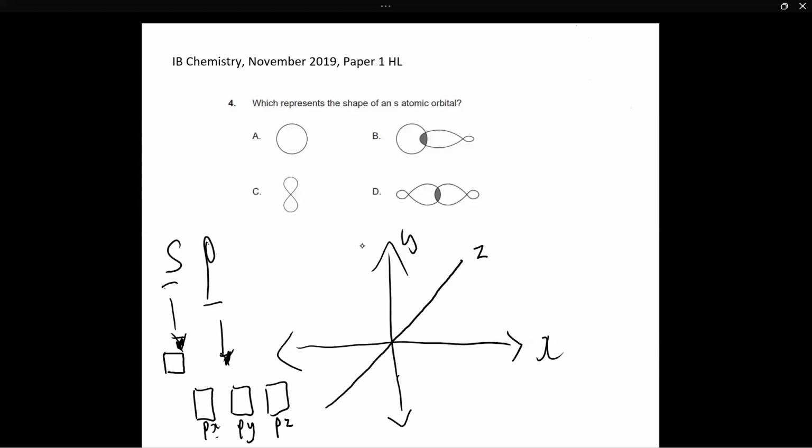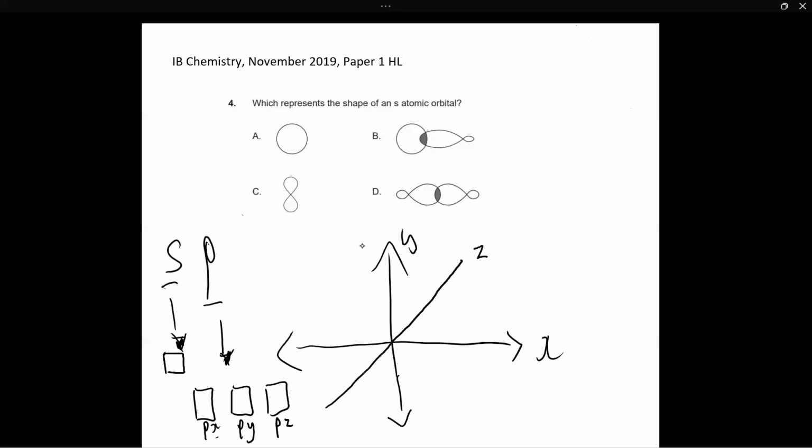So the P orbitals are dumbbell shaped. Like I said, the S orbitals were circular, spherical, but the P orbitals are dumbbell shaped. They look like an 8 or a dumbbell. So they look something like this. The electron is most likely to be found in these shaded regions over here. So I'm going to draw it on this plane and hopefully you understand what I'm talking about.